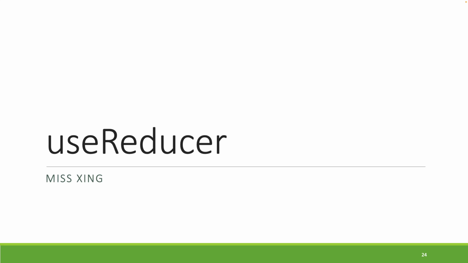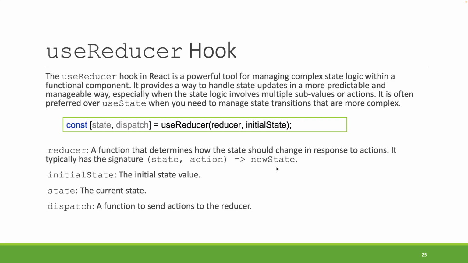We are going to introduce useReducer inside this video. The useReducer hook in React is powerful for managing complex state logic within a functional component. It provides a way to handle state updates in a more predictable and manageable way, especially when the state logic involves multiple sub-values or actions. It is often preferred over useState when you need to manage state transitions that are more complex.